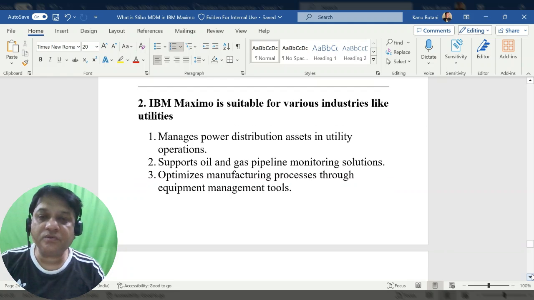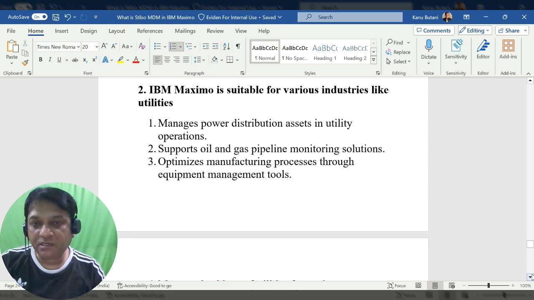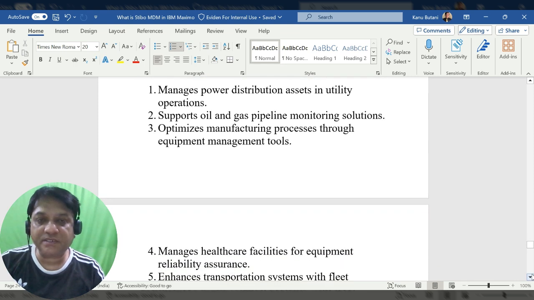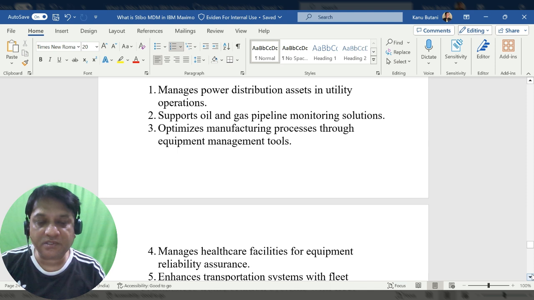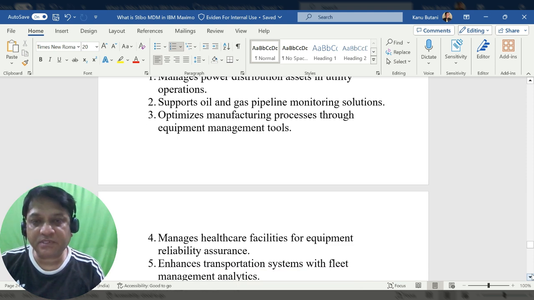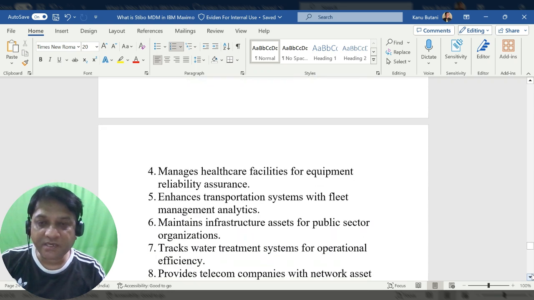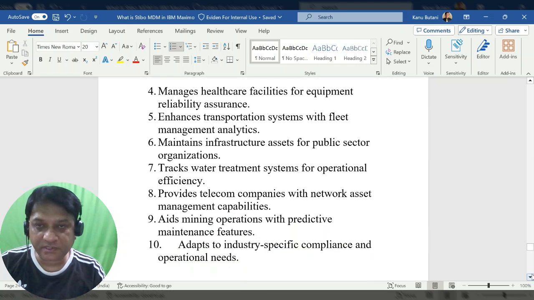How IBM is suitable for various industries like utilities. It manages power distribution assets and utility operations. It supports oil and gas pipeline monitoring solutions. It optimizes manufacturing processes through equipment management tools. It manages healthcare facilities for equipment reliability assurance.